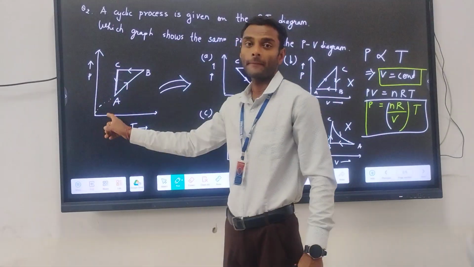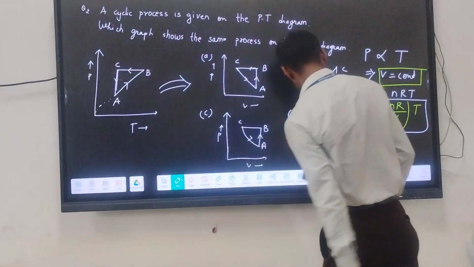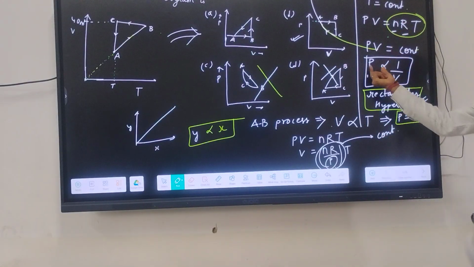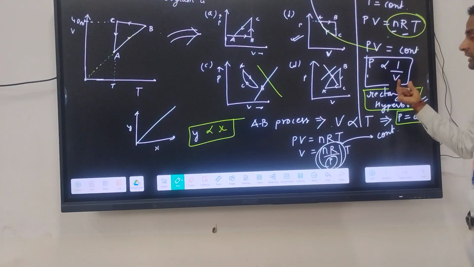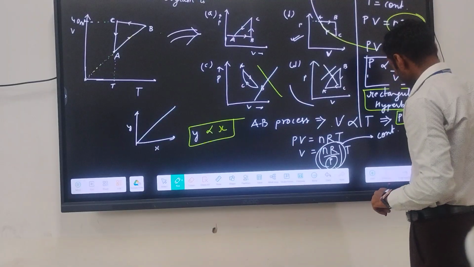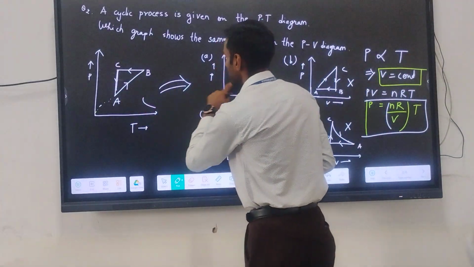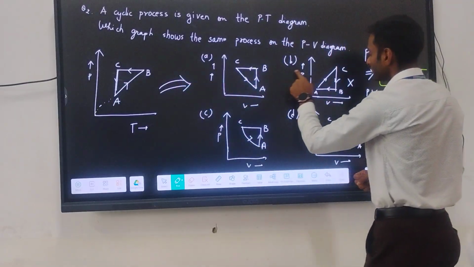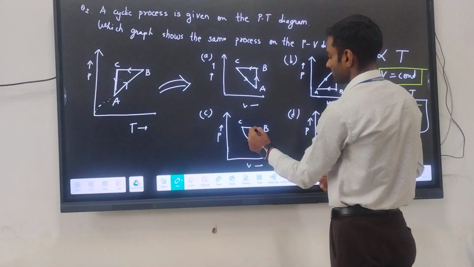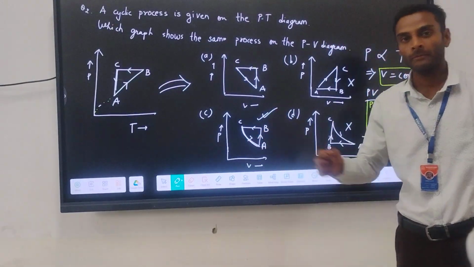Final one is CA. CA is a constant temperature process. For constant temperature, as we saw, P is inversely proportional to V. We get a rectangular hyperbola whose graph should be like this. So CA should be like this in the PV graph. So this is your answer. Okay.